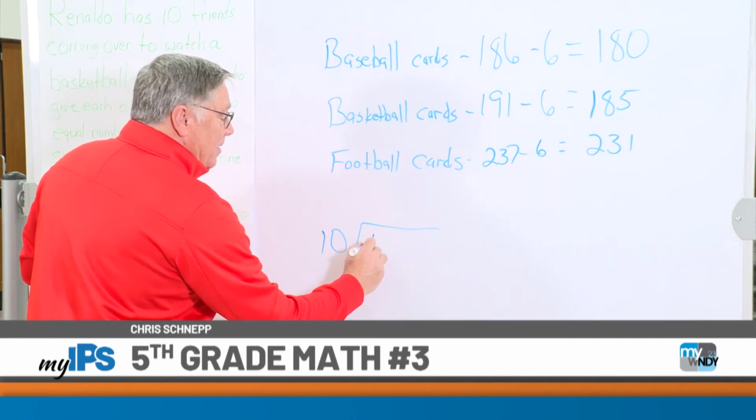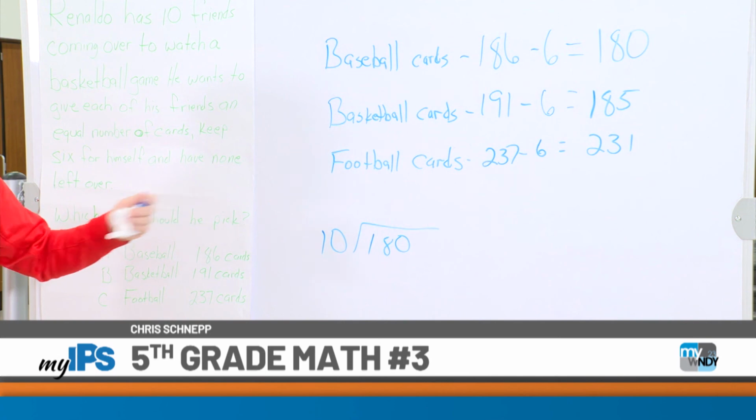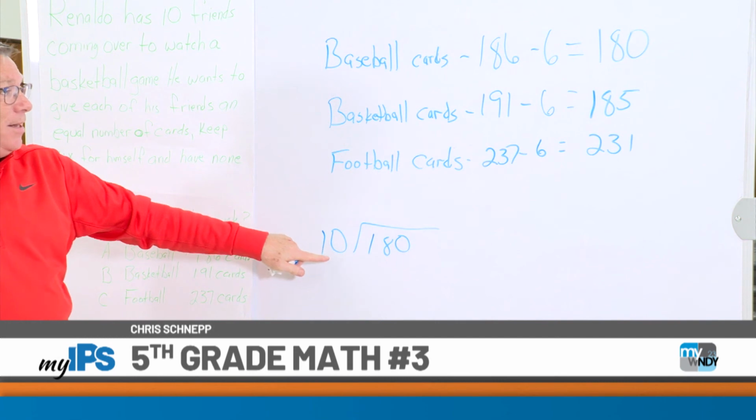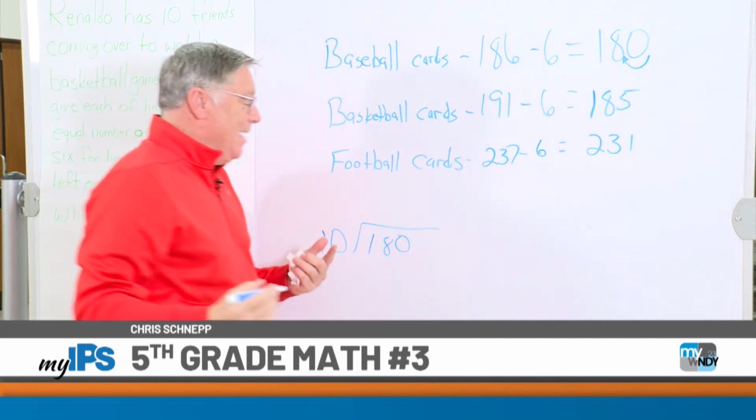So I'm going to take 180 and divide it by 10. Now, we also talked about with division by powers of 10 that all we have to do is move decimal places. Since we're dividing by 10, that's 1 zero. I can move my decimal point back 1 place here, and that's 18.